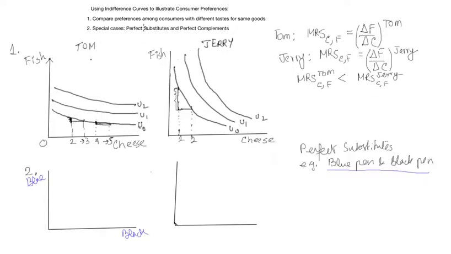If these are perfect substitutes, then the indifference curves are going to look like straight lines, which means that the rate of substitution, or MRS, between these two goods is equal to 1. So MRS of blue pen versus black pen, X for Y, should be equal to 1. So the slope of the indifference curve would be 1. So these would be perfect substitutes.